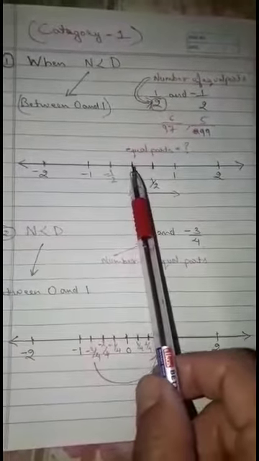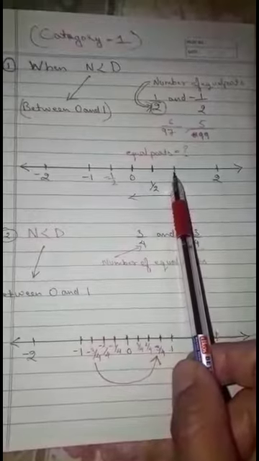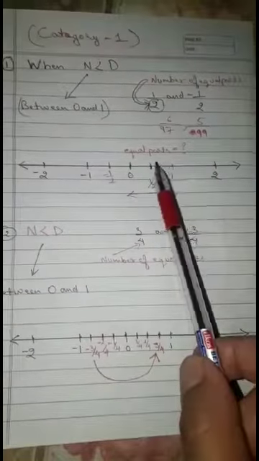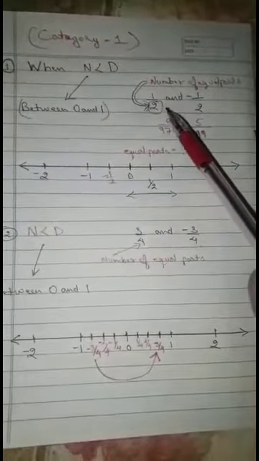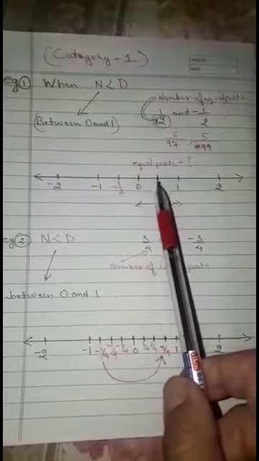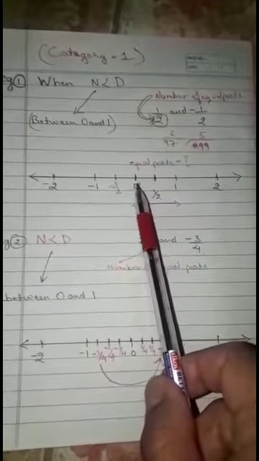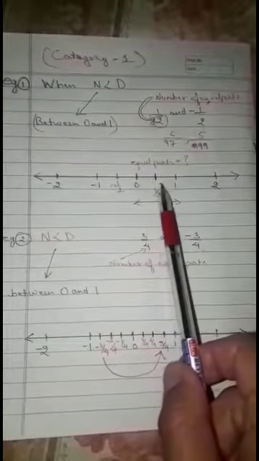Now what we'll do is, we will divide this length between 0 and 1 into equal parts. But how many equal parts? This will be indicated by the denominator. We can see the denominator over here is 2, so we will divide this into two equal parts. I've drawn one line over here. This way it is divided into two equal parts.